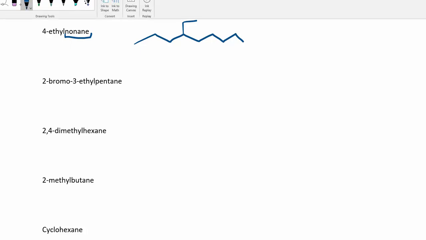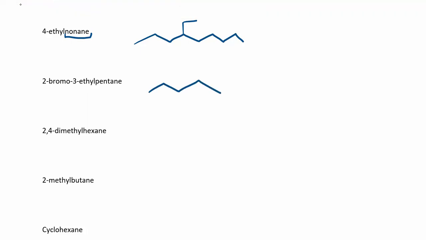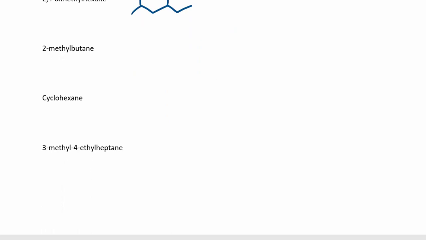Now I'm going to draw 2-bromo, 3-ethyl pentane. So I need my 5-carbon backbone for pentane. Then I need a bromine on carbon 2. And on carbon 3, I need an ethyl group. So it would look like that. 2,4-dimethylhexane. So here's my hexane. Carbon 2 gets a methyl. Carbon 4 gets a methyl. 2-methylbutane. There's my 4 carbons for butane. Here's my methyl. So that is 2-methylbutane.